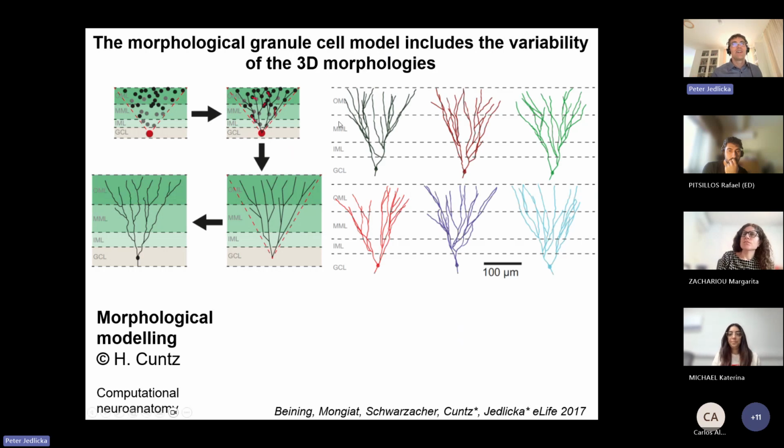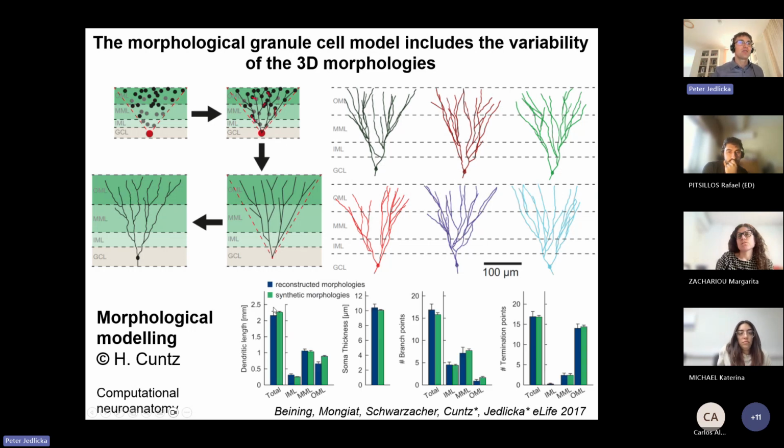The important part is that the real morphologies are very similar to synthetic morphologies, right? You can see here synthetic morphologies. In the case of granule cells here, quantitatively, they basically mimicked the reconstructed real morphologies for different features like dendritic length, thickness of soma or dendrite diameter, or the number of branch points, etc.